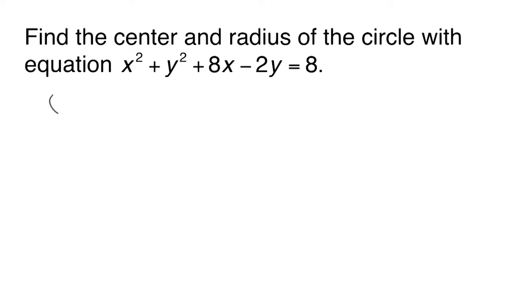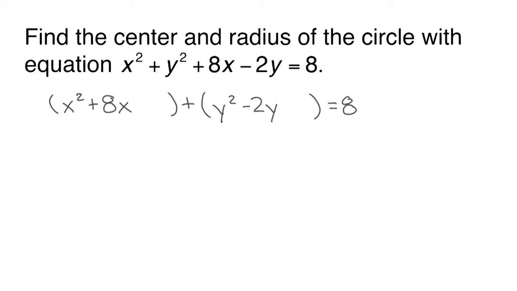So we'll group our x terms, x squared plus 8x, and we'll leave a space in anticipation of completing the square. And then we add our y terms, y squared minus 2y, again leaving a space for completing the square, is equal to 8. To complete the square, we want to take half of the coefficient of the linear term and square it. Half of 8 is 4.